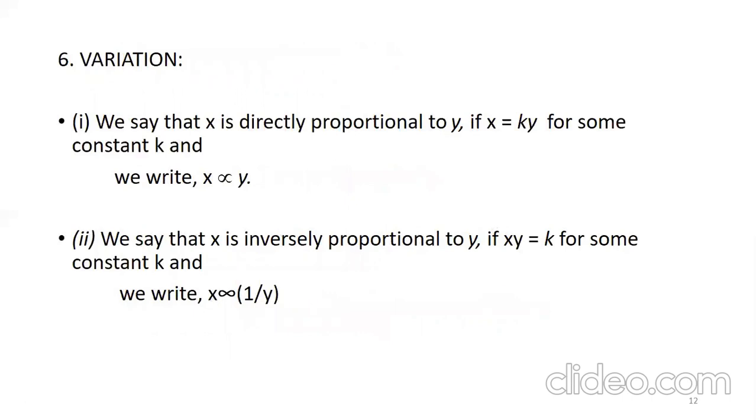Now, what is meant by variation? The proportionality. The proportionality, you know that very well. Two types of proportionality are there. That is directly proportional and inversely proportional or indirectly proportional. Now, say for example, if X is directly proportional to Y, then X is equal to KY for some constant K.